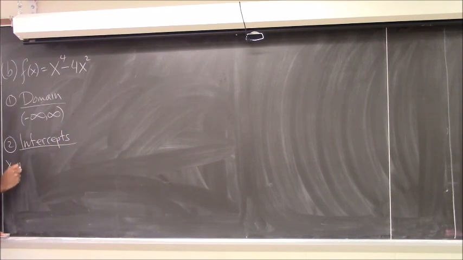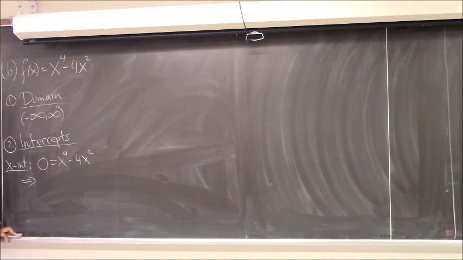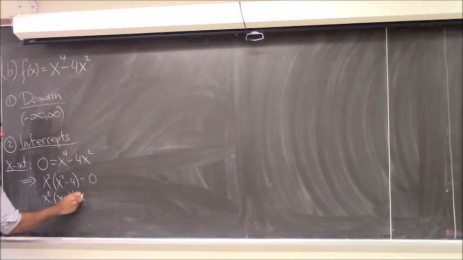Let's start with the x-intercept. This means I'm going to set y equals 0, and I'm going to solve for x. How do I solve that equation? You pull out the x squared. X squared is a common term. And then x squared minus 4 factors as x minus 2, x plus 2.